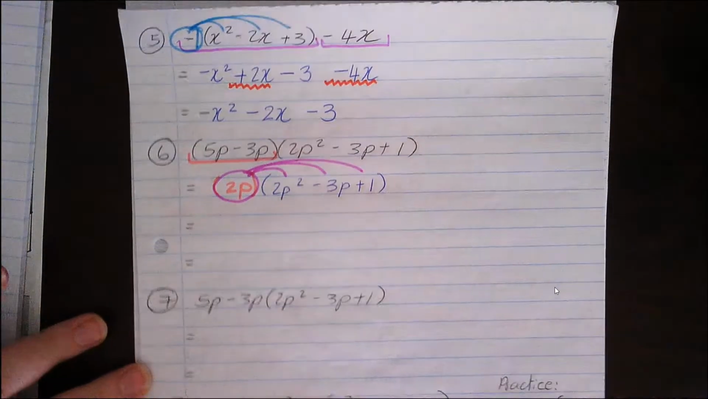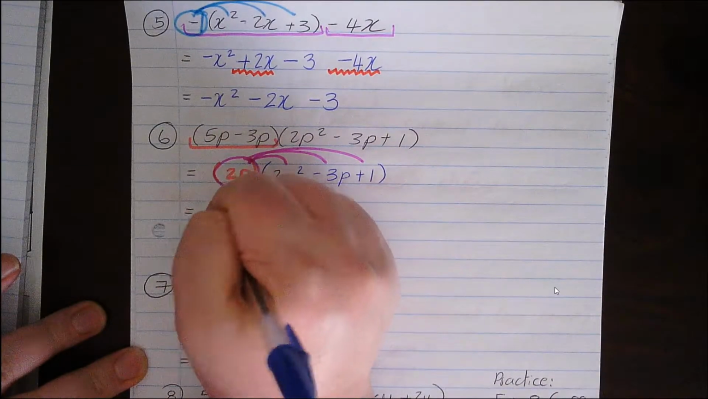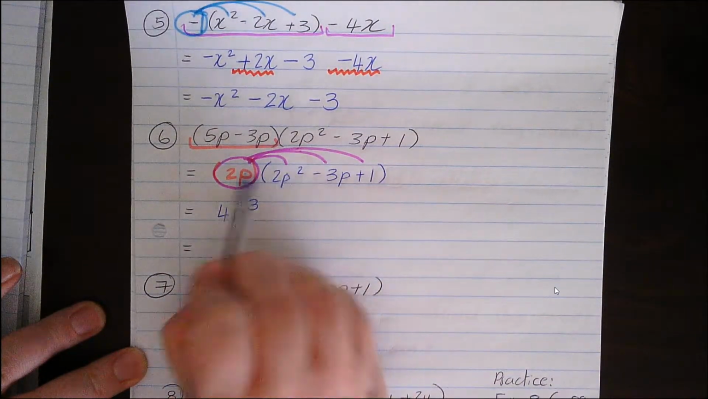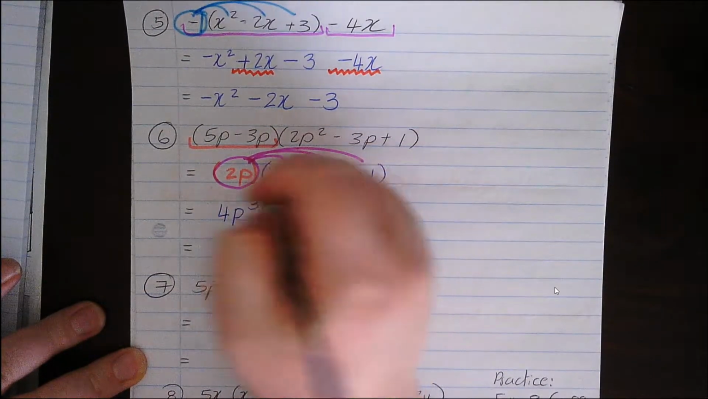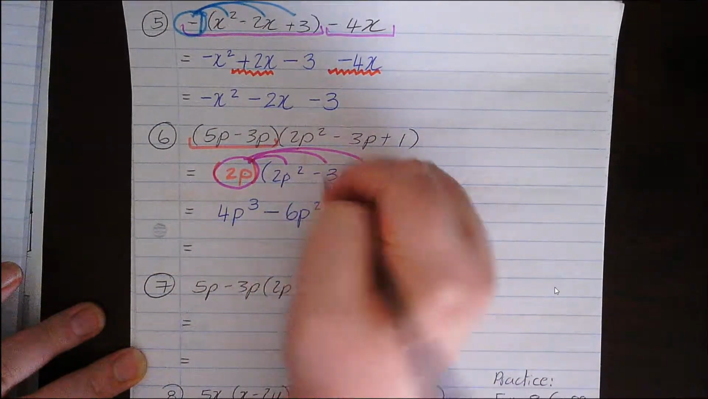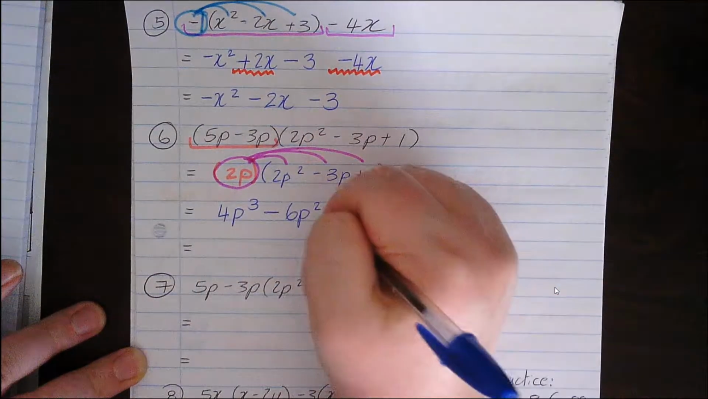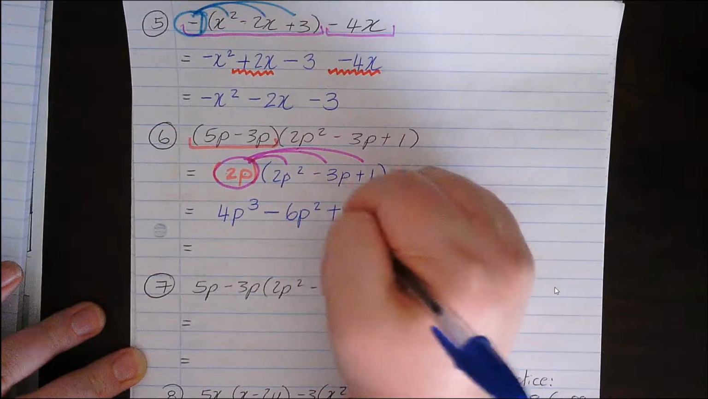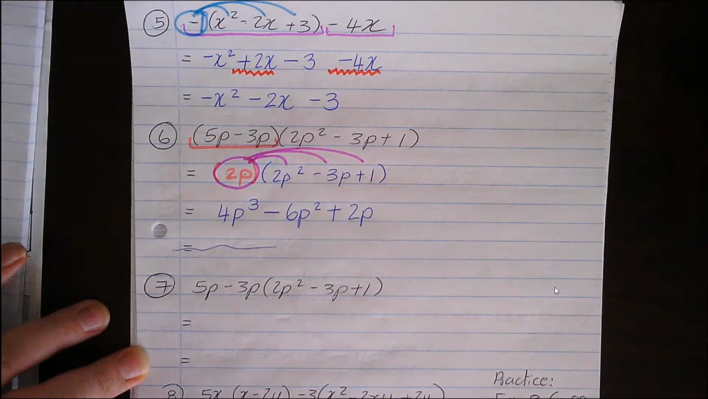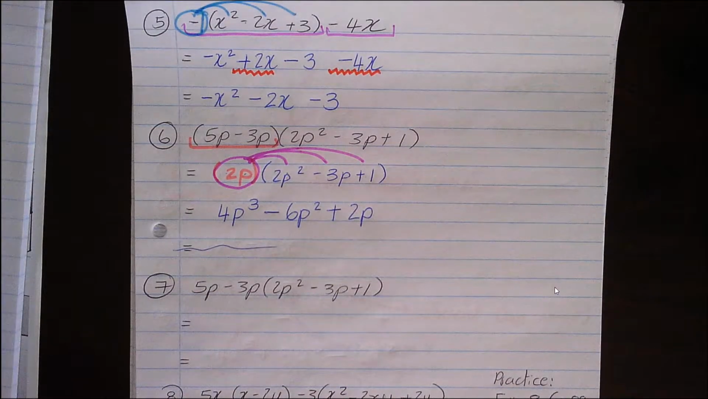Alright. 2 times 2 is 4. P times p squared is p cubed. Positive times a negative is a negative. 2 times 3 is 6. P times p is p squared. Positive times positive is positive. 2 times 1 is 2. And the p stays where it was. Okay. That's our final answer because they're unlike terms.